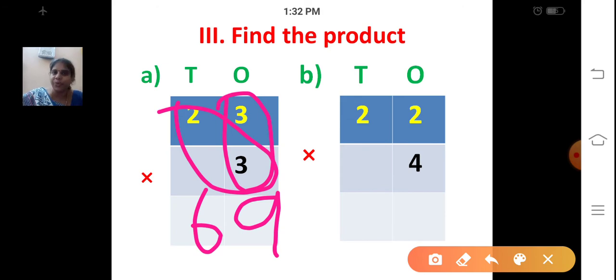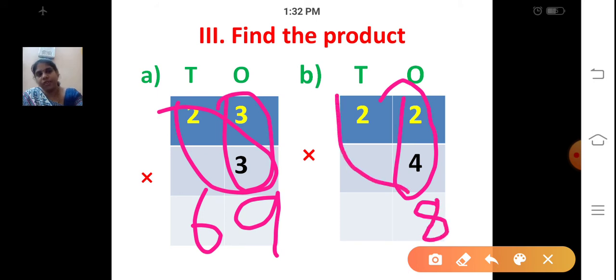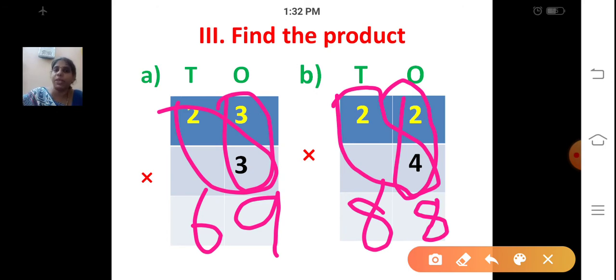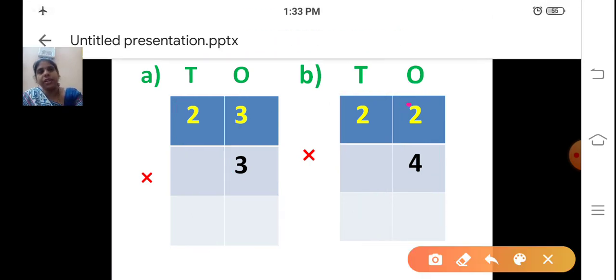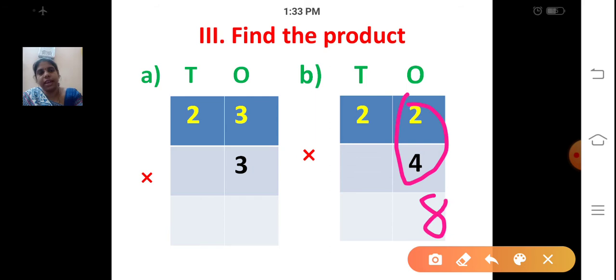22 into 4. Just the same way, multiply these two first. 4 twos are 8. So 22, when you multiply 22 by 4, the answer is 88. So 22 by 4, how will you do that? First multiply 4 twos are 8. Again this 4 twos are 8.